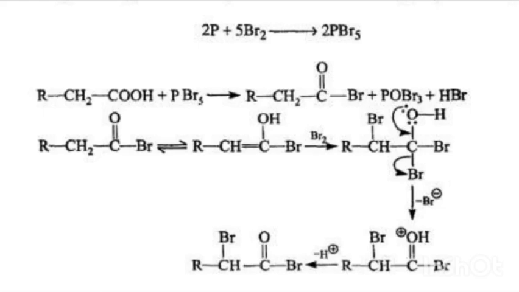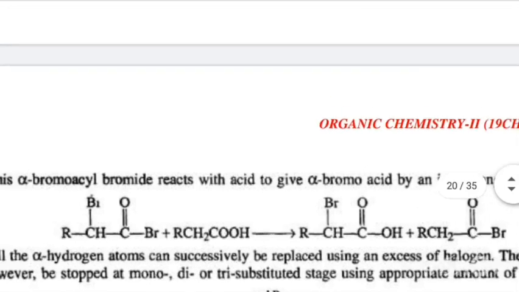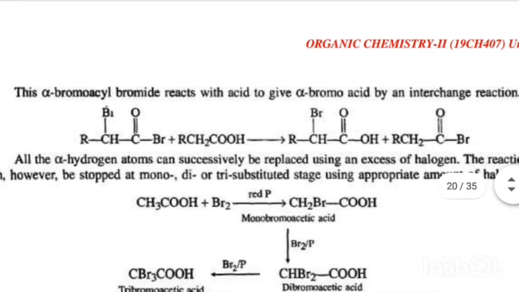Alpha bromo acid bromide we are getting in the third step. And in step 4, the alpha bromo acid bromide is reacting with the next molecule of carboxylic acid, and the interchange or replacement of bromine and OH group happens in this case. The bromine from the acid bromide goes and attaches to the carboxylic acid by replacing the OH at the COOH group.